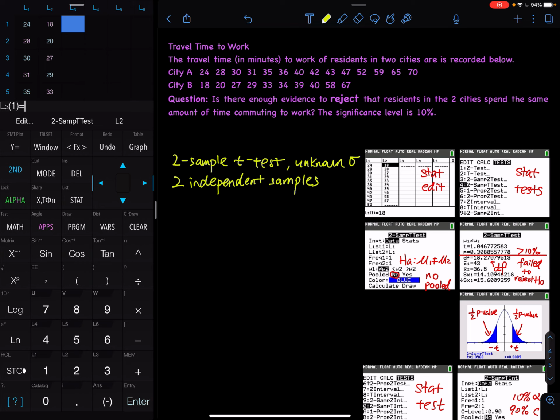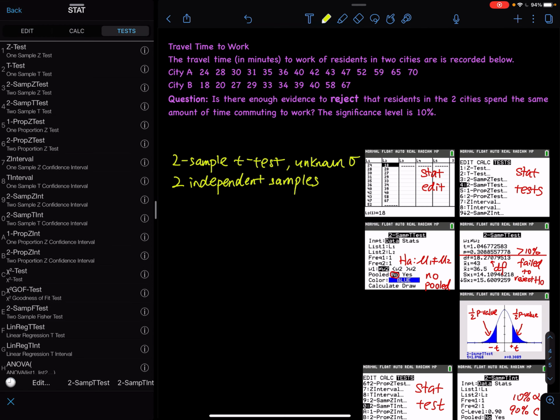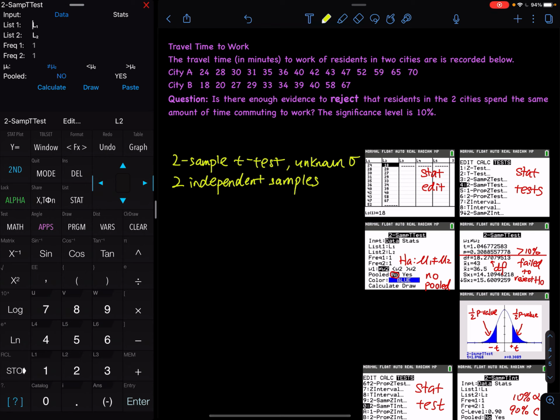You go to stat and then you go to test and then you select a two sample T test, as you see on the right hand side of the screen. So this time we have data, so I'm going to select data. I put city A in L1 and then city B in L2. To type L1 you click second 1 and to type L2 you click second 2. The frequency 1 and 2, keep that in 1, don't change that.